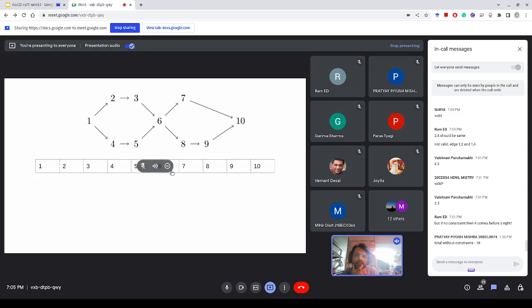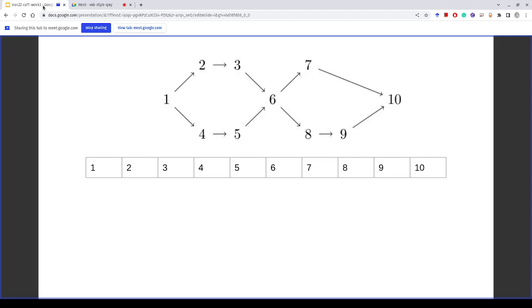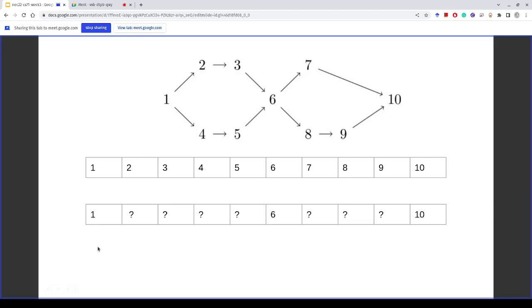Similarly, if we switch 6 and 7 here, the edge from 6 to 7 is currently in the forward direction. Now if we switch them, it's going to be in the backward direction. So for a valid topological order for this given graph without any constraints, we have this as a possibility. 1 necessarily has to come in the beginning, 6 has to stay in its position in the middle, and 10 has to come at the end.